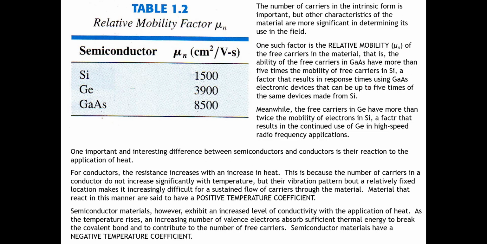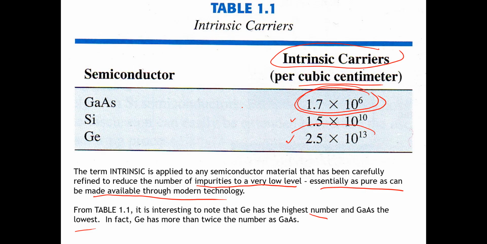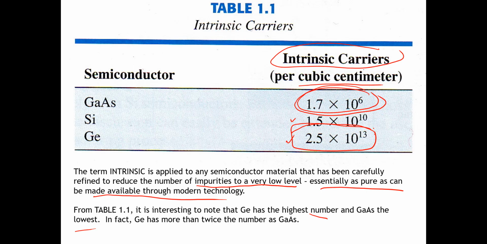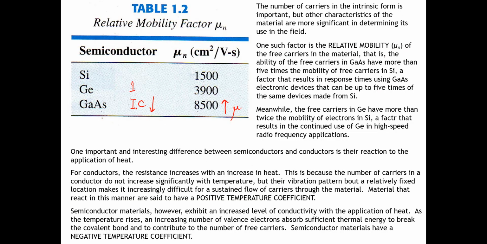So the mobility in that semiconductor is highest. It means that the intrinsic carrier, I write it like intrinsic carrier IC, is lowest, so the mobility is highest. And we can see that germanium has the highest intrinsic carrier, so its mobility is not higher than gallium arsenide and also silicon.